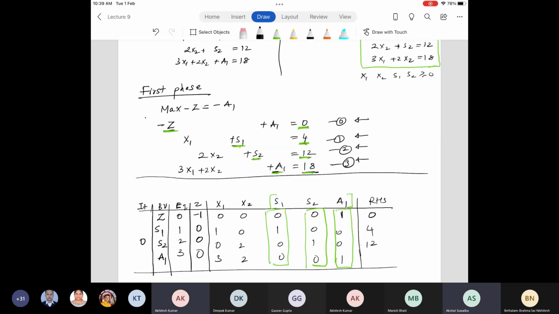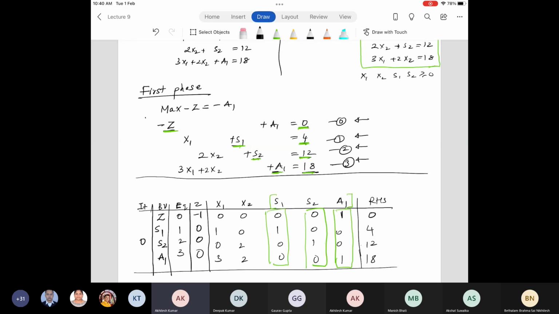It is that A1 is also present in equation 0. Yes, sir. Sir, can we write A1 as 18 minus 3x1 minus 2x2? Why do I need to write that? Starting solution A1 equals 18, I already know. So I directly put it equal to 18. Okay, yes, sir. I will not get into that much detail.